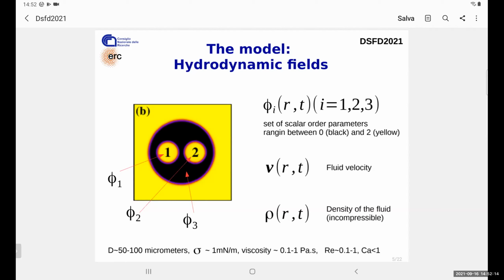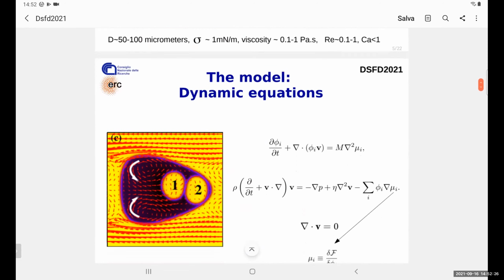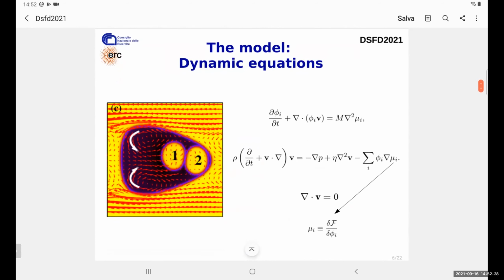So a low capillary number, of course, means that we expect deformation, but not so strong as to create the rupture of the droplets, which is an event that is generally avoided in experiments. So the time evolution of these quantities is governed by a set of balance equations, which are listed here.